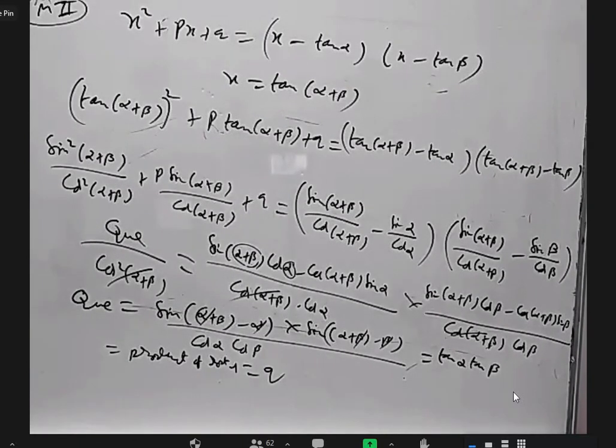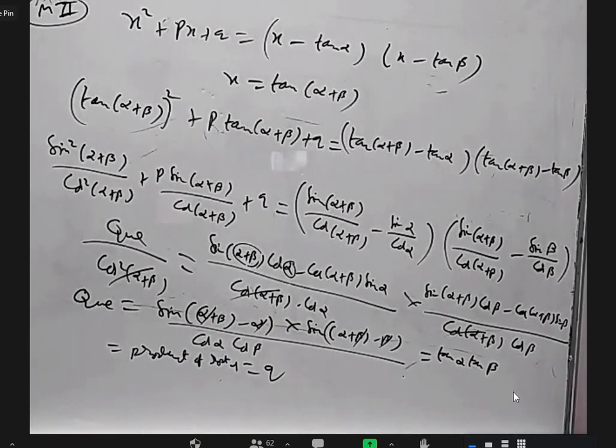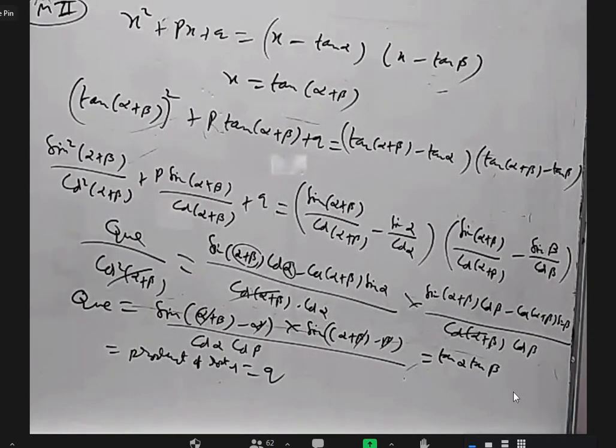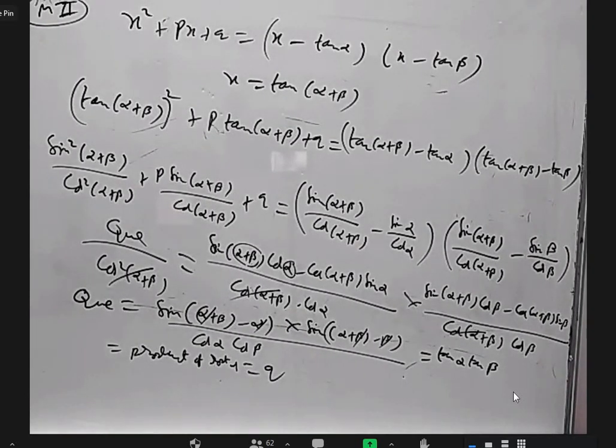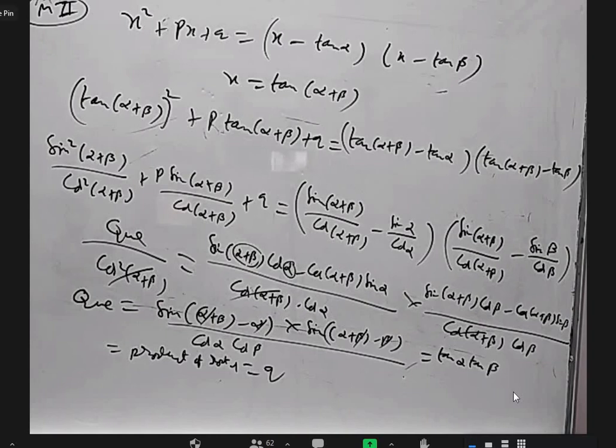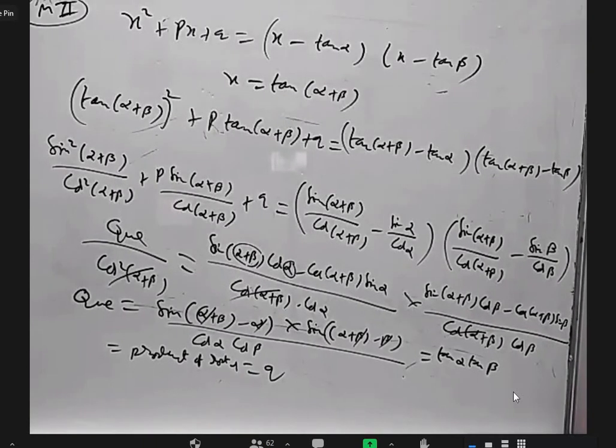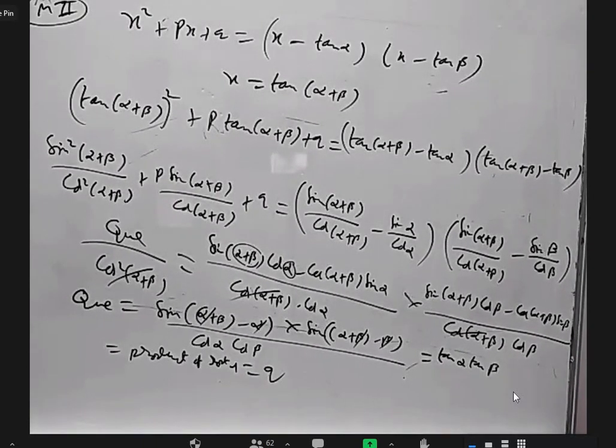Sir, also, once can you again explain x is equal to tan(α+β)? We assumed it, sir, or we proved it? No, the first line, what you see on the screen, it is true for all values of x, right? Yes, sir. Both sides I can put x equal to 5 or 10, 100, anything I can put, right? Just I chose to substitute x equal to tan(α+β). Okay, sir. Understood.